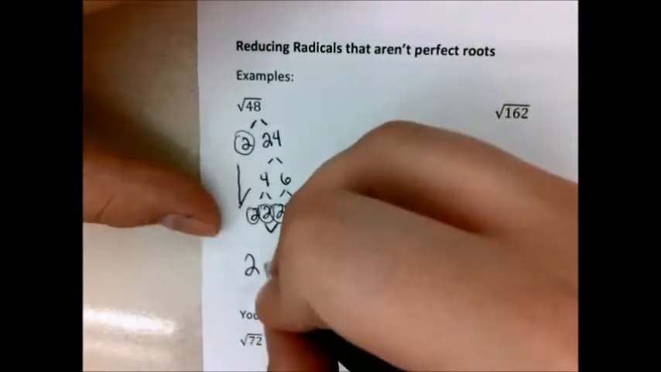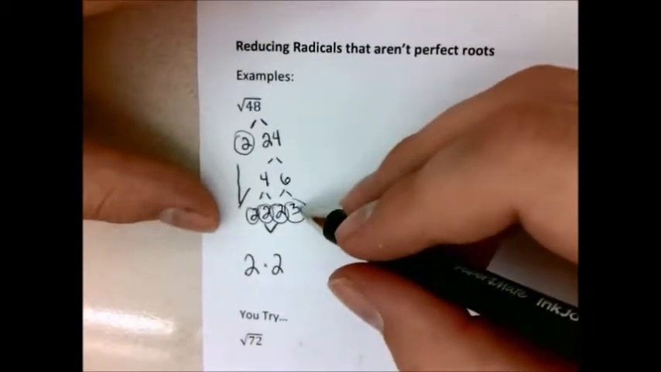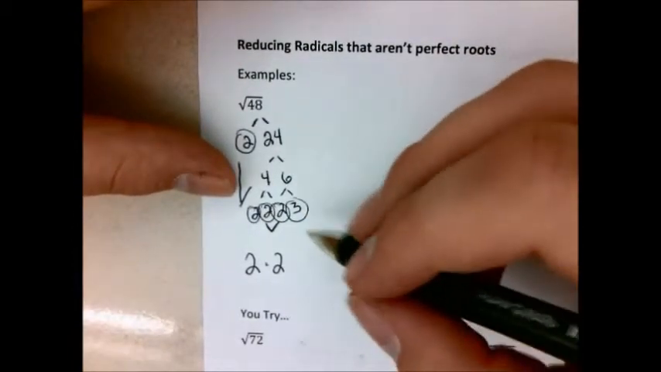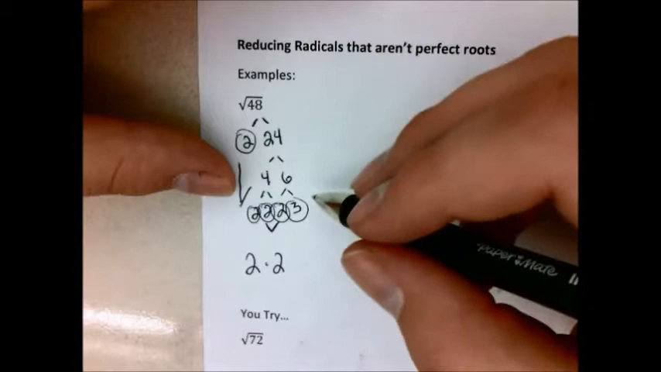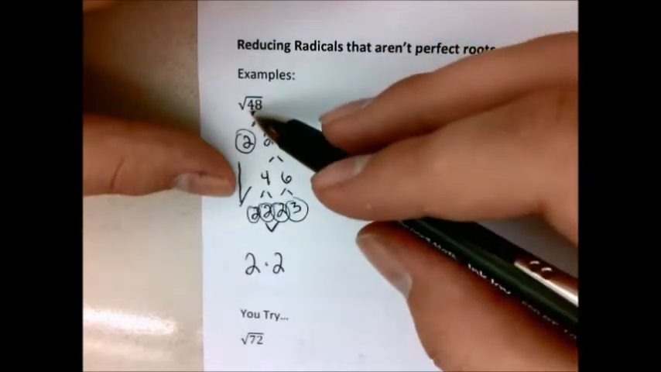Then you have these 2s that come out as a single 2. But we have this 3 here. This 3 doesn't have a partner. Alright, it's like going to prom. You don't want to go alone. So the 3 is going to go back to its house, which is under the radical.